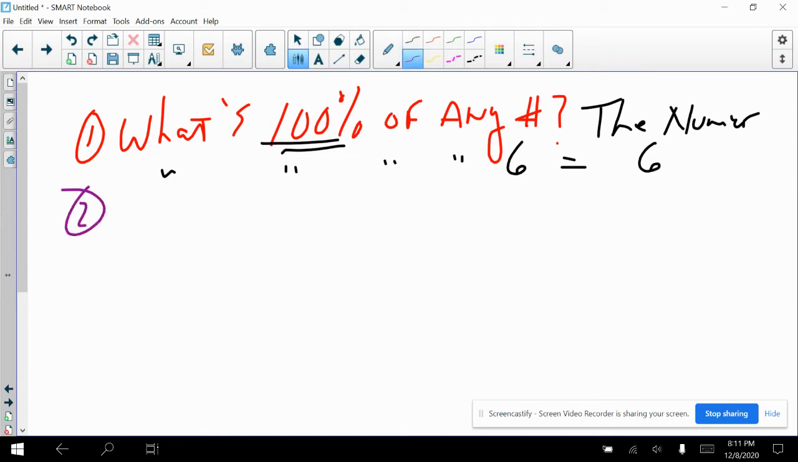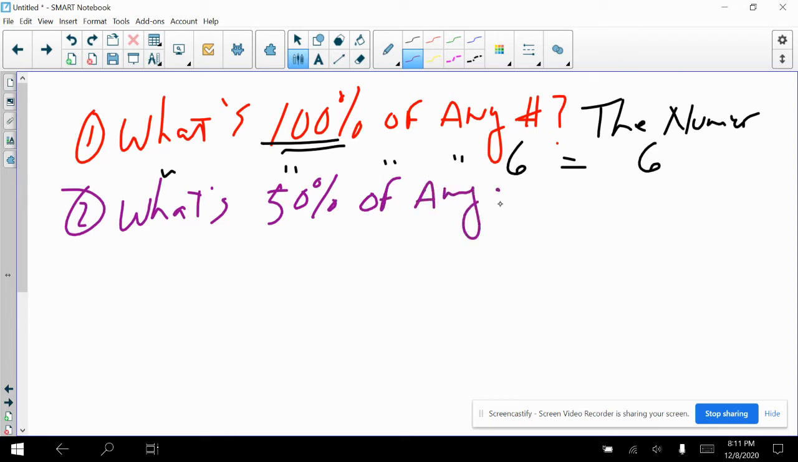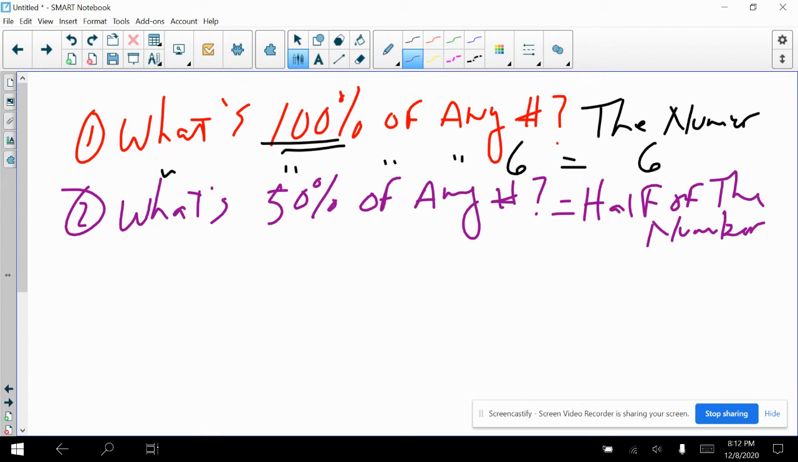Okay, number 2. What's 50% of any number? Okay, again, that would be half of the number. Right? So if we would say, what's 50% of 100, that would come out to be 50, because we would take that and divide by 2. That's half of the number.